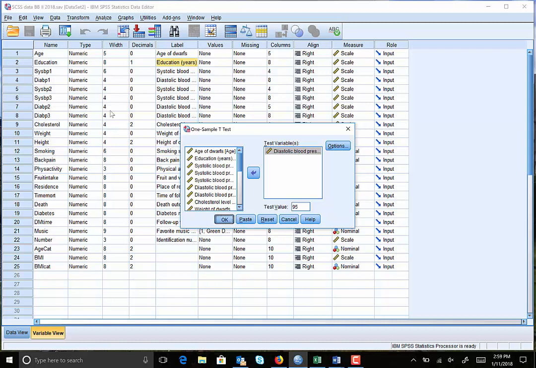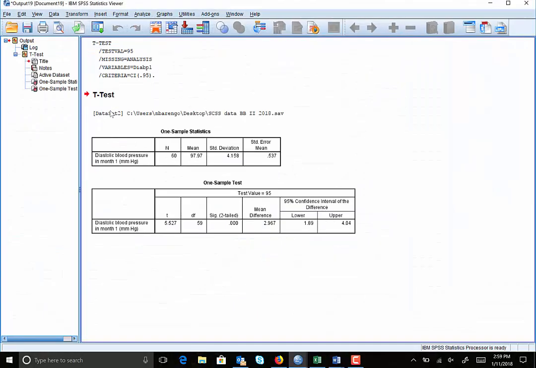We click on OK, and SPSS opens the output window where you can see the results of this analysis. As usual, it gives you first a summary table. We see there are 60 observations who have blood pressure. The mean value of our dwarfs is 97.97, the standard deviation 4.158. How big is our test value, and is this difference significant?